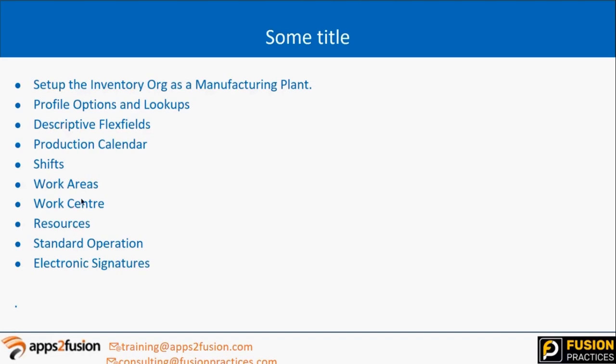You have the resources that are assigned to a work center. Then you can have standard operations defined within manufacturing, which are just a repetitive standard job that you have to do. And we will also touch upon electronic signatures. So a huge chunk of core manufacturing setup is for tomorrow, but let's see, if we have the time, we can even take it today.